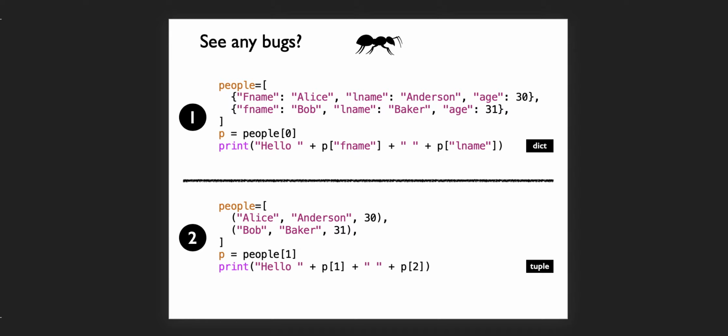There are two versions of code over here where I have a list of people, and I'm trying to access one of the entries in my list, and I want to print out a few details about the person. So the first version uses a dictionary to represent the person's data, whereas the second version uses a tuple to represent the person's details. Both of these versions actually have a bug.